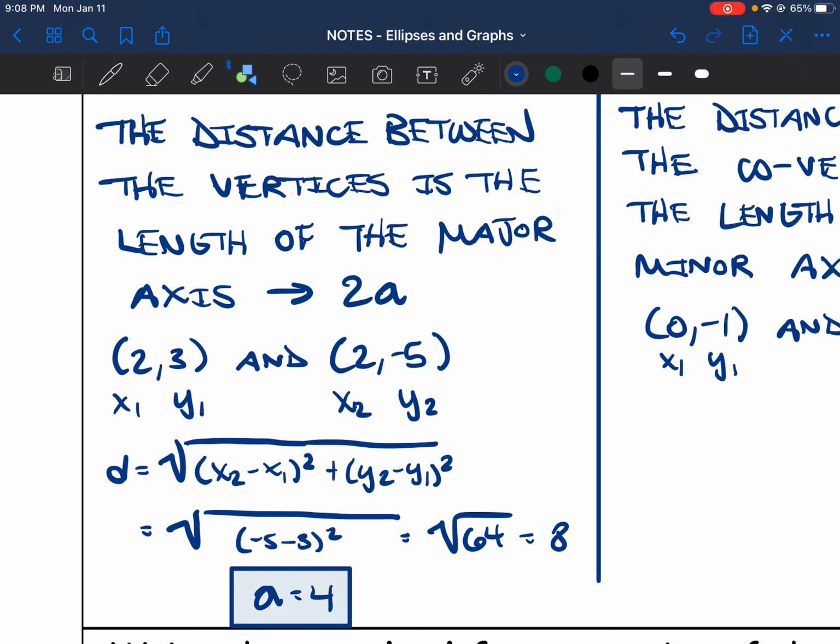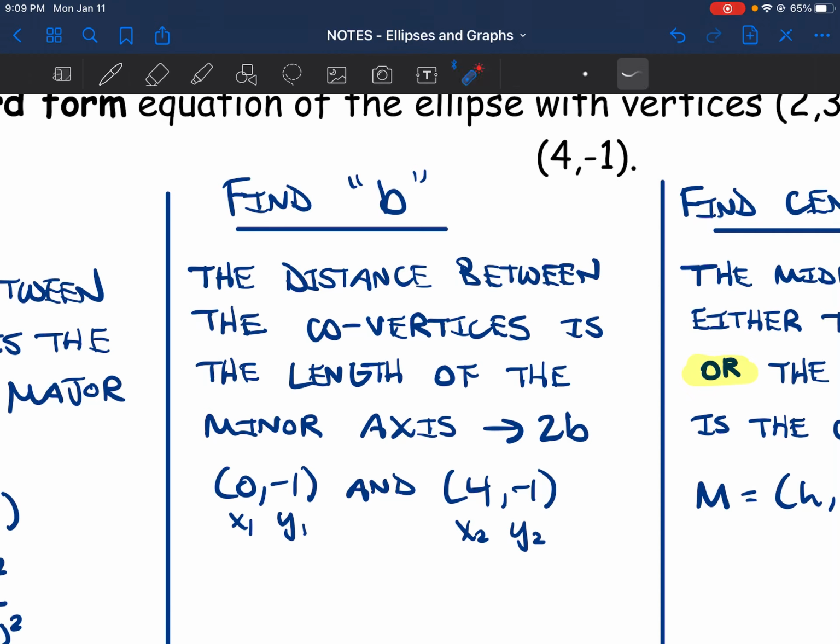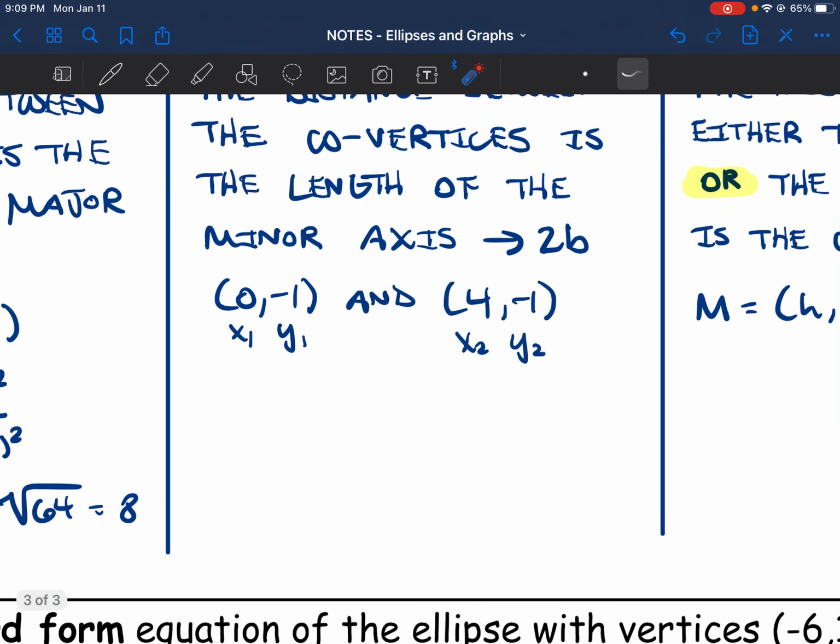Now let's find the B term, and we're going to do a very similar process. Basically, we're going to do the same thing, but instead we're going to look at the co-vertices, because if we find the distance between the co-vertices, you can find the length of the entire minor axis. And remember that B is going to be half the length of the minor axis. So once again, just for example's sake, I'm going to use the distance formula to calculate.